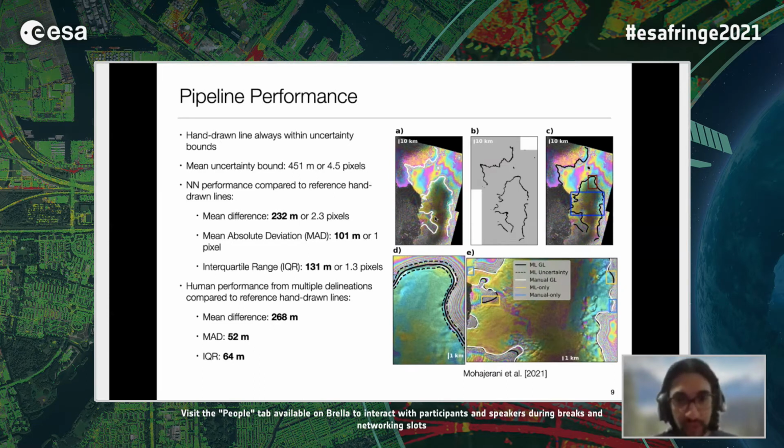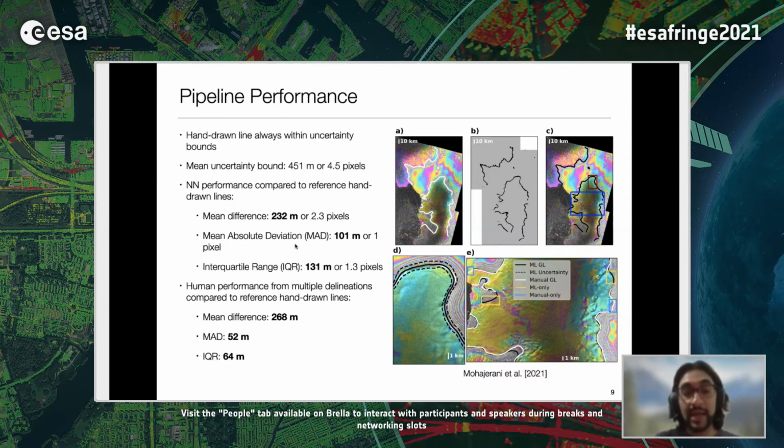I'll try to be brief with this slide, but you can see the ground truth, the training labels, the output of the neural network, and the vector output. If you zoom in, the output of the neural network is within the uncertainty of the manual delineation, which is the ground truth. And this is true not just in this one example, but in all cases. The mean uncertainty given by the neural network was about 4.5 pixels, but the mean difference between the manual and automatic delineations is about 2.3 pixels. So we are within that error bound.